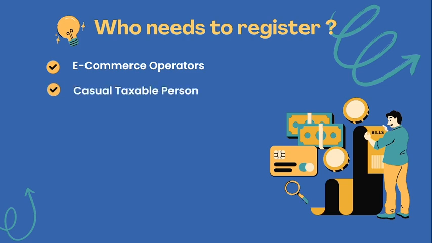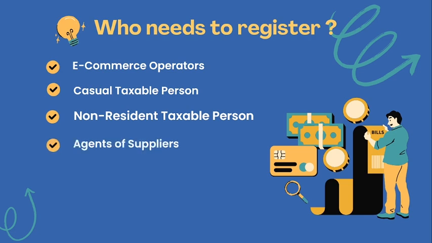Casual taxable persons. A casual taxable person is someone who occasionally supplies goods or services in a state where they do not have a fixed place of business, like a company from Maharashtra setting up a temporary stall at an exhibition in Delhi. Next is non-resident taxable person. He is a foreign entity or individual supplying goods or services in India without a fixed place of business here, like an overseas company providing consultancy or online services to Indian clients.